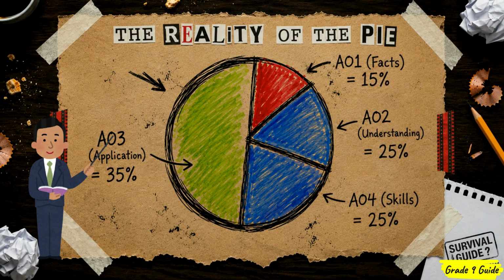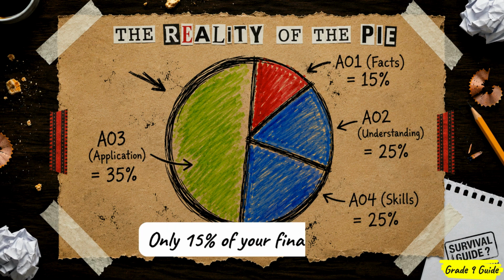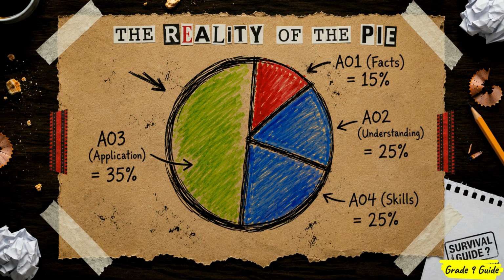The exam board treats this like a game, and you need to know the rules. Let's look at the actual AQA mark scheme. And there's that number. AO1, which is purely recalling facts and statistics, is only worth 15% of your final grade. Sure, half of your marks go to AO2 and AO4, proving you actually understand the concepts and can read a map or a graph. But the real heavyweight?